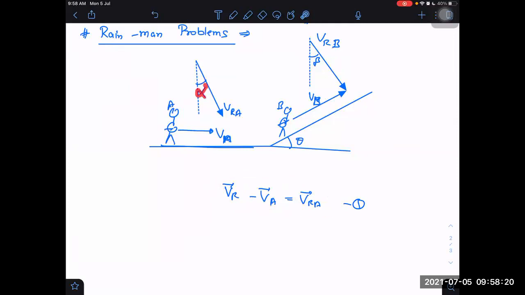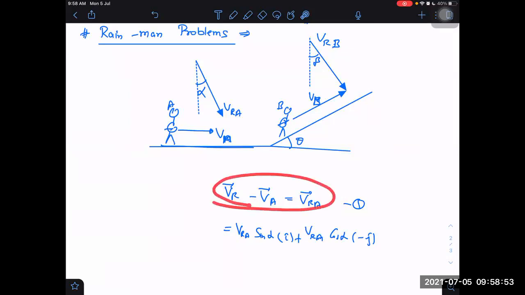Now you tell me how to write this equation in terms of alpha. What could be the way? I will write VRA cos alpha along minus j cap, right or not? Yes, sir. And I will write VRA sin alpha along i cap. Why am I writing in this way? Because the only quantity given to us was alpha, and here it was given to us as beta. If the given quantities don't appear in our equation, then how will we get the answers? Those should appear, no? Therefore, it is better to write it in this way.